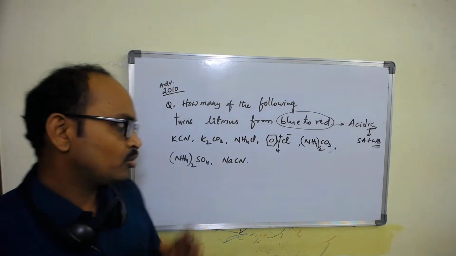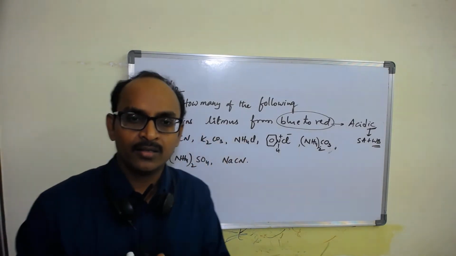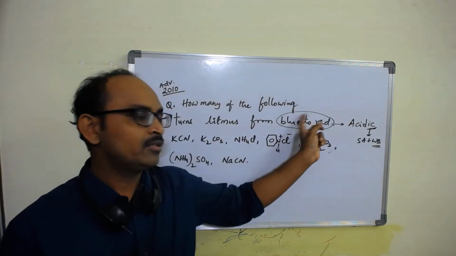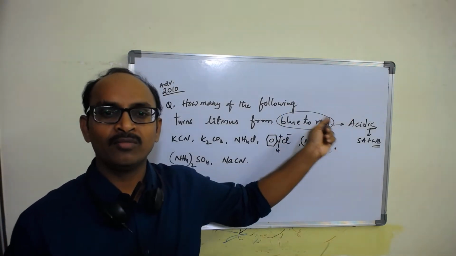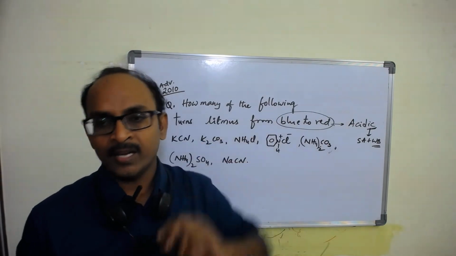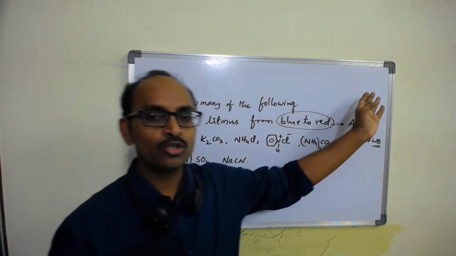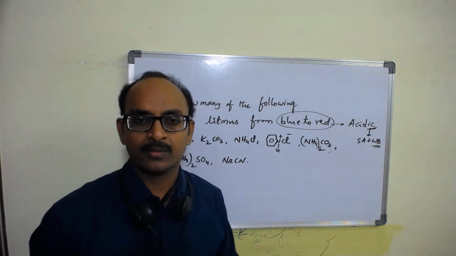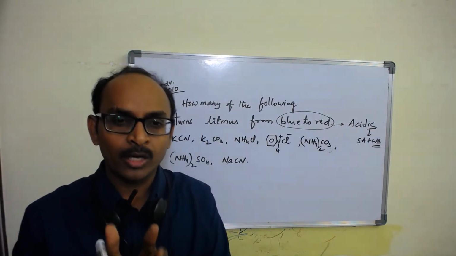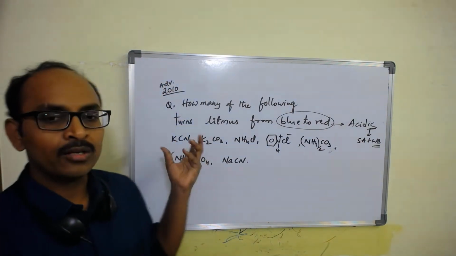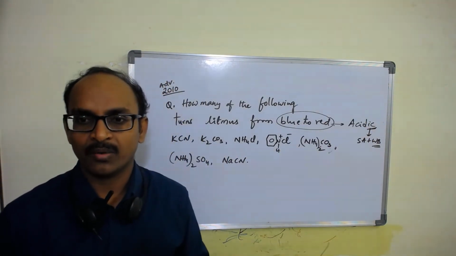So we are asking for the substance which turns blue litmus paper into red color. For this conversion, the solution should be acidic in nature. For the solution to be acidic, it should be a salt of strong acid and weak base. So what is our main requirement? What is the main motto? The motto here is finding a salt of strong acid and weak base.